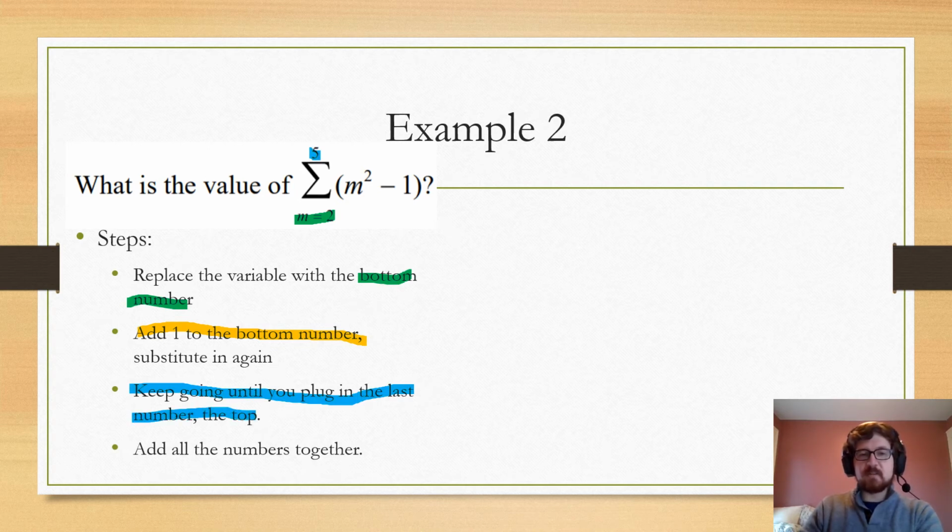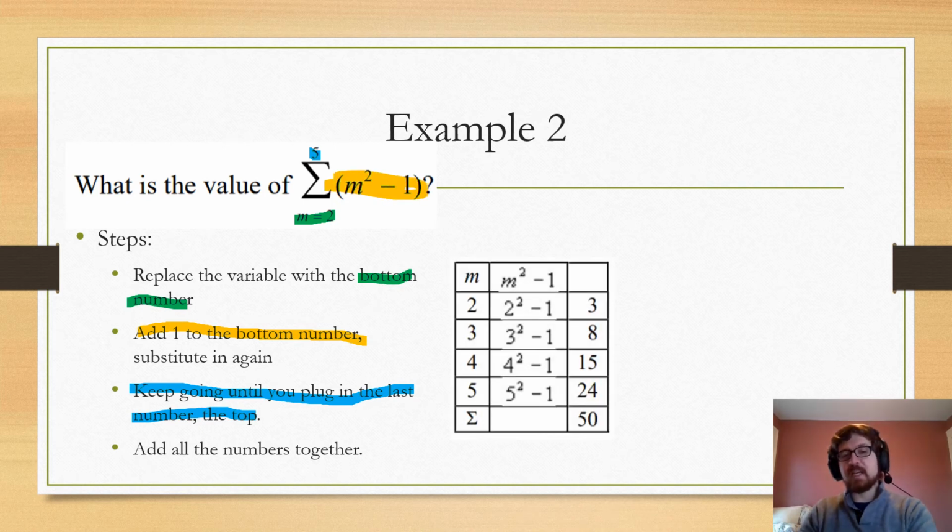So we're going to do this 4 times. 1 for 2, 1 for 3, 1 for 4, and the last one for 5. Last but not least, we're going to add them all together. And especially with something like this, which is not the easiest to look at, it might be annoying, a table really helps out.